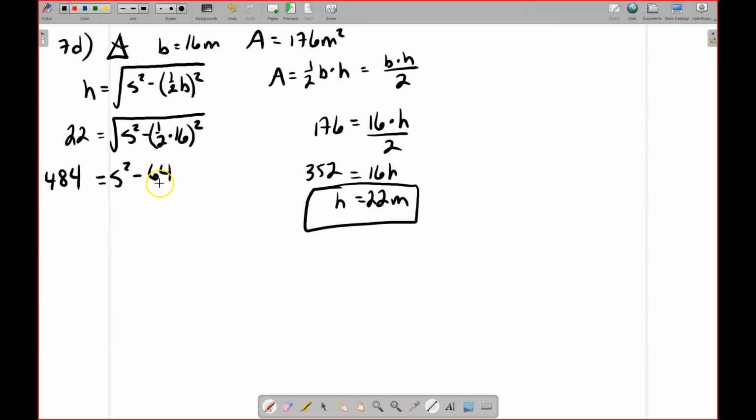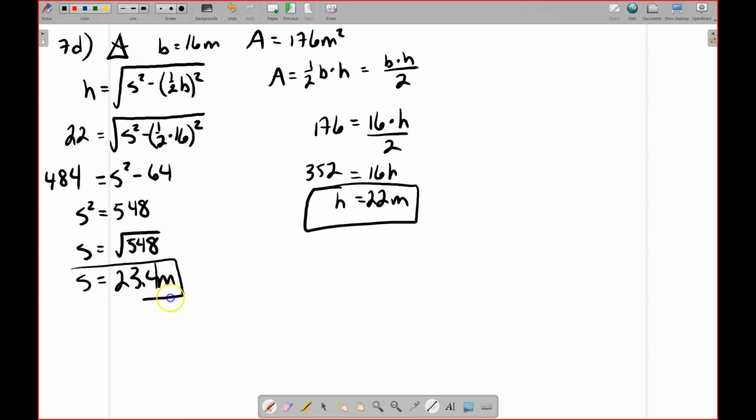To get rid of the 64 on this side, I'm going to add 64 to both sides, and I'm going to switch them around. So s squared is equal to 548. I take the square root of both sides so that I can get s. Doing that on my calculator, I get 23.4. So the sides are 23.4 meters.